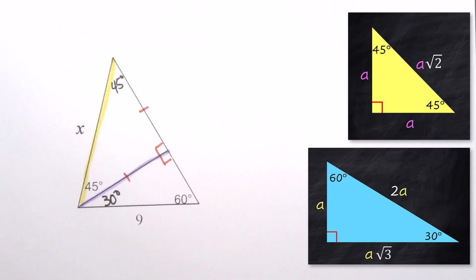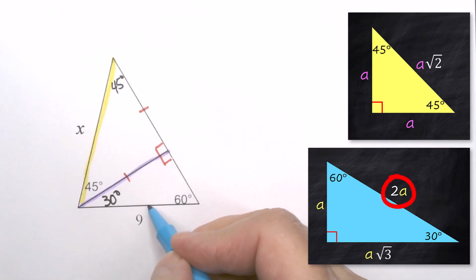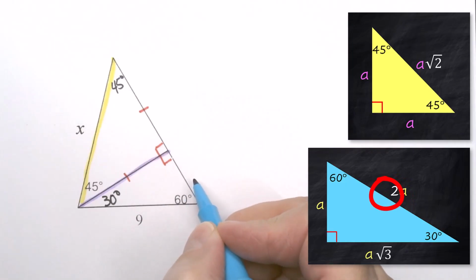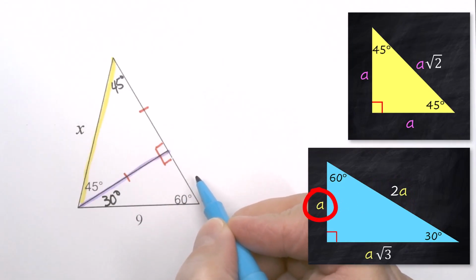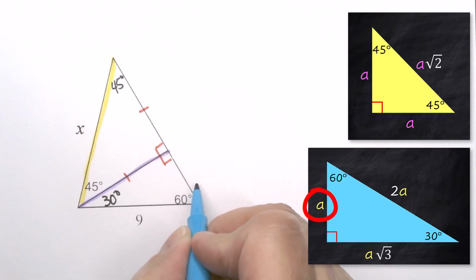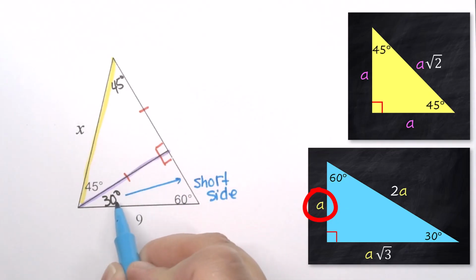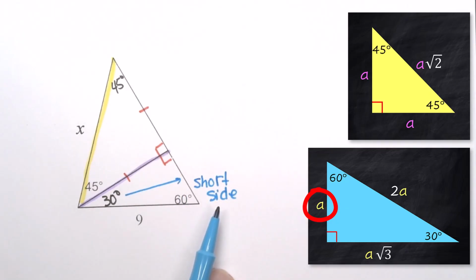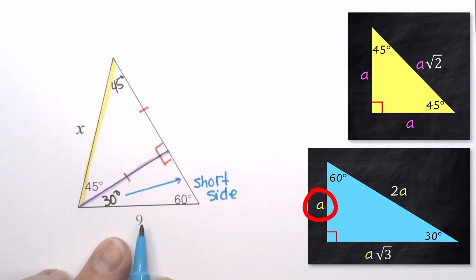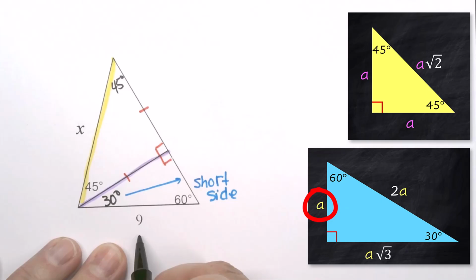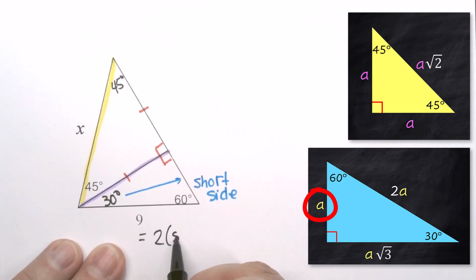Well, when I look at that side, this 9 is the hypotenuse. It's across from the 90-degree angle. I need to find the short side first because everything is based off that short side. And the short side's always across from the smallest angle, so that's the short side. Well, I know that the hypotenuse is actually 2 times the short side.